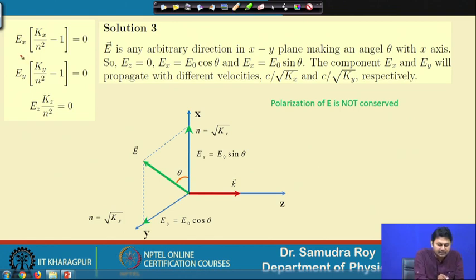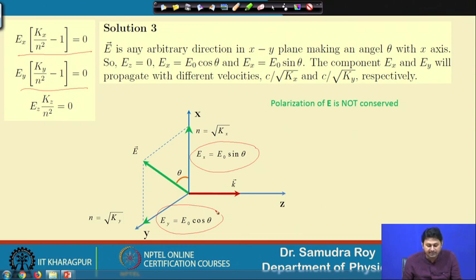In the previous case we considered either Ex is equal to 0 or Ey is equal to 0. Now, we consider both are non-zero. That means, I am launching an electric field in the plane of x and y as the figure suggests, and this Ex component is now written as E0 some amplitude into sin theta, and Ey component is now written as E0 cos theta. So, these two components are both non-zero.